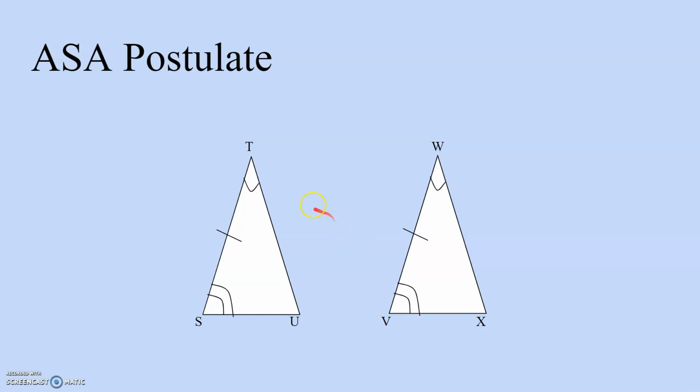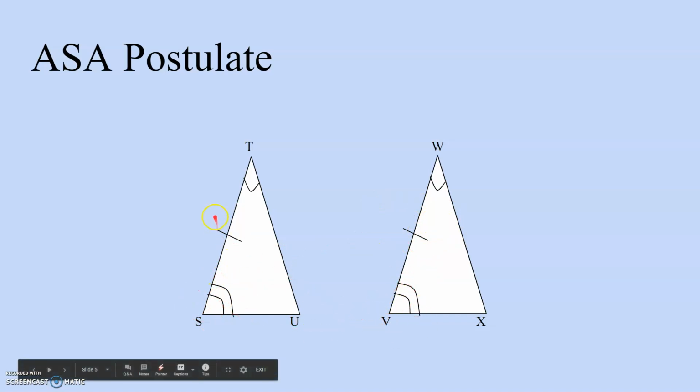So according to this model, this angle is congruent to this angle, this side is congruent to this side, and this angle is congruent to this angle, and this side is in between these two angles.